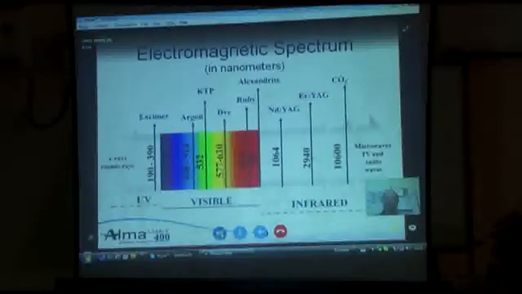So you can see here from left to right the UV, the visible, and the infrared, denoting the different wavelengths of lasers, expressed from very low, like 200 nanometers, up to 10,000 nanometers for the CO2 laser.